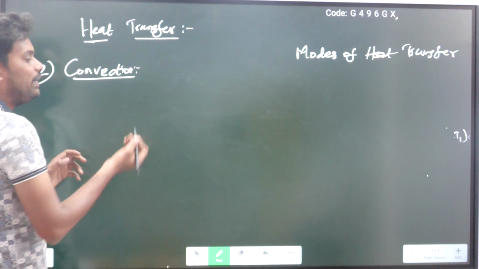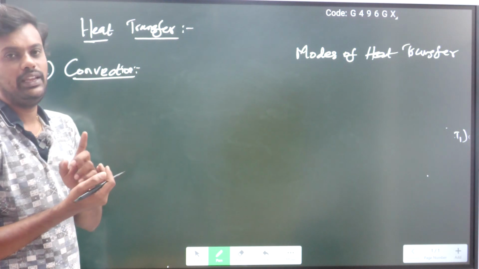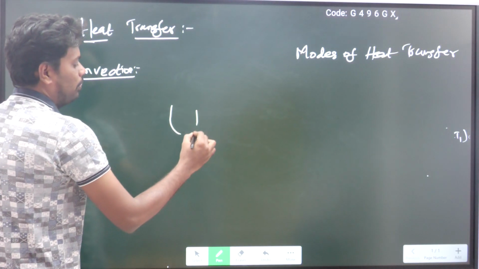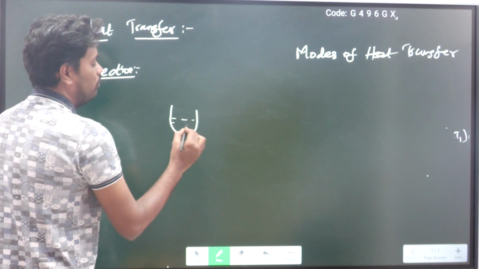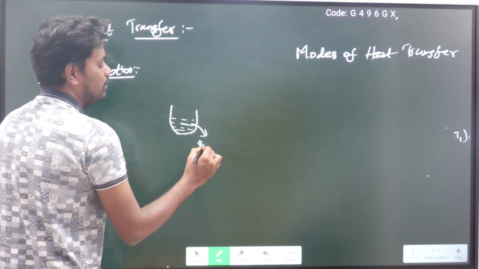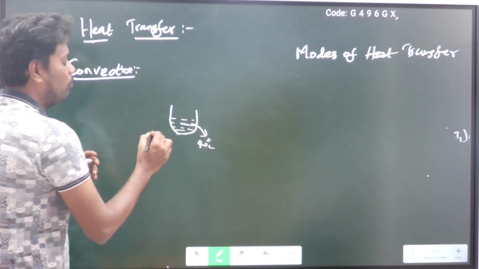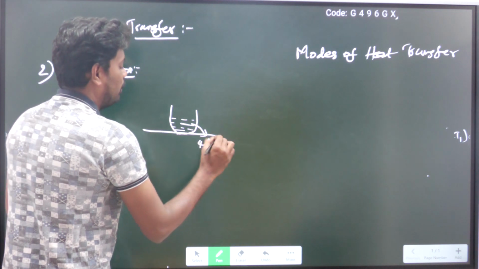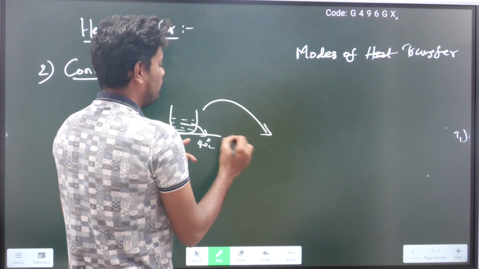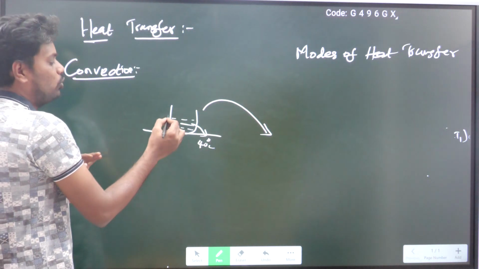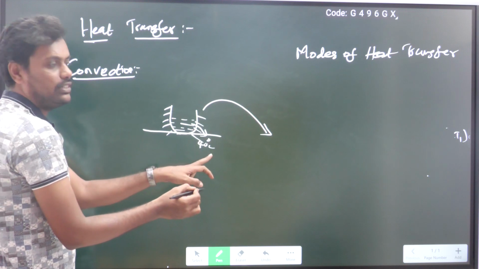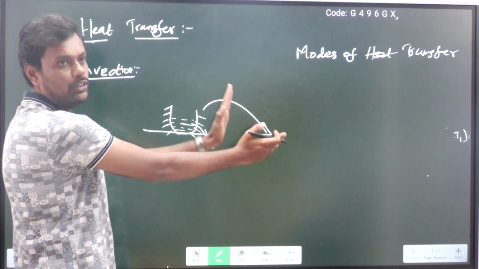There will be at least one medium, which should be either fluid or gas. Suppose I take a tea cup, in which I filled tea or coffee, which is initially at some 40 degrees Celsius. Now this tea cup I am going to place in the open room. So now I am placing this in the open room. The surface of the cup is initially at 40 degrees Celsius.